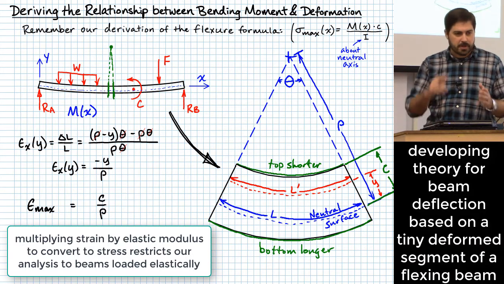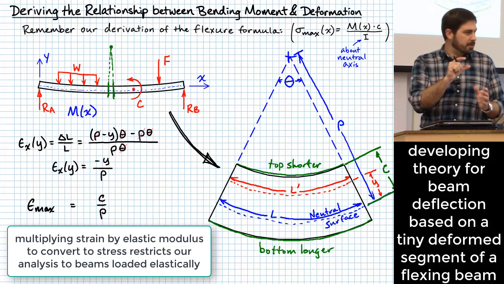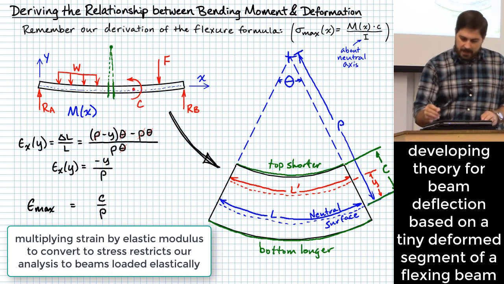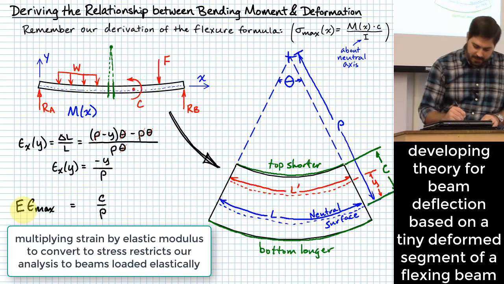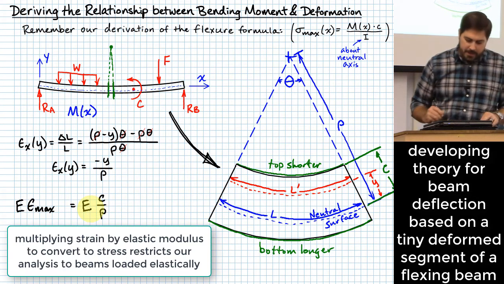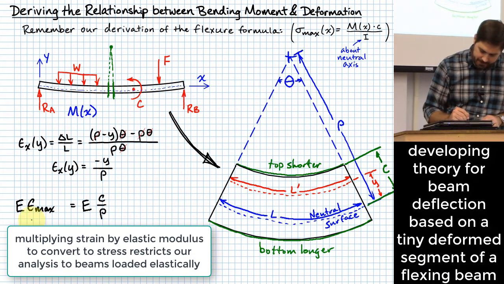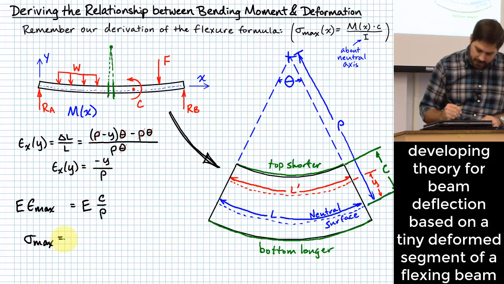Okay, y'all remember our stress-strain curve? And stress is related to strain in the elastic portion of the curve with what parameter? Modulus of elasticity. And the way that works is if you multiply by that modulus of elasticity on both sides of this expression, then on the left, what does that end up giving us? Stress, right? So this is our maximum stress. Okay, and this is just going to be EC over rho.